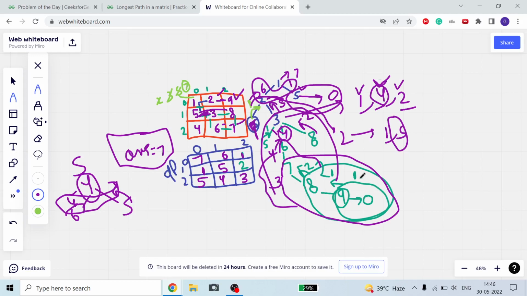Then including 9 we have length 1, including 8 length 2. Similarly we will update, and check the maximum from all the paths. So this is how we got our answer 7. So the answer will be the maximum of these lengths. This DP will store the maximum length of a path starting from the i, j index, in which it can move forward in a strictly increasing manner.